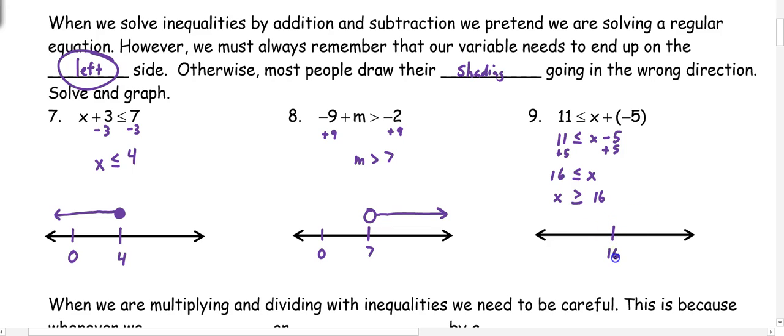So on our number line, we're going to put 16, and then we're going to put 0 somewhere to the left. At 16, there's a closed dot because it's greater than or equal to. And then we're going to shade to the right.